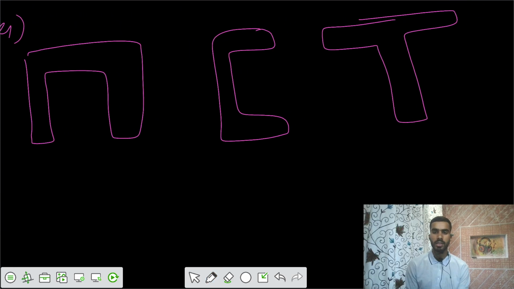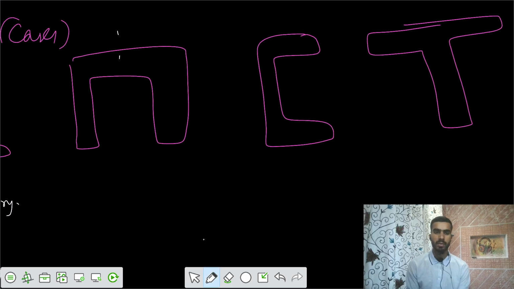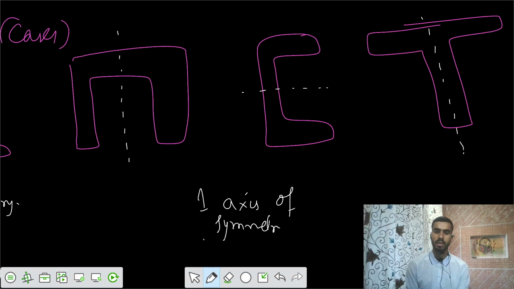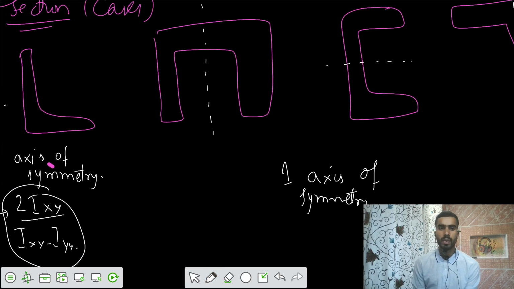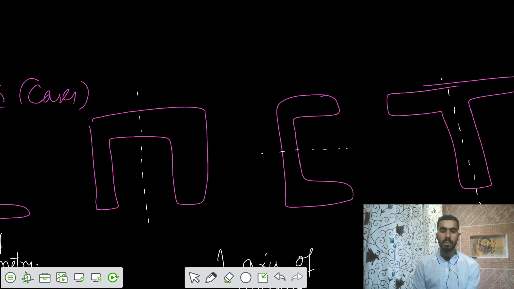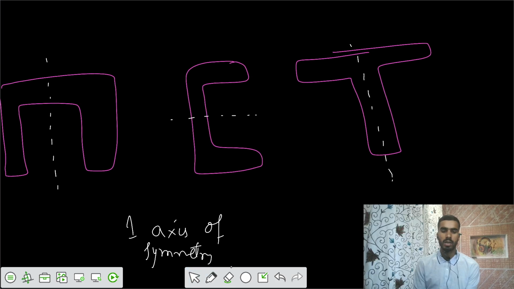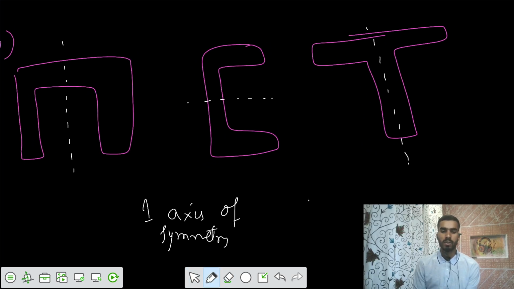But for the other sections, we can say there is one axis of symmetry. For this one, we have this axis of symmetry, and for the T, we have this axis of symmetry. We can write one axis of symmetry. Now you apply load. Let's apply it for the first case, that is along the axis of symmetry. You apply load on the axis of symmetry.